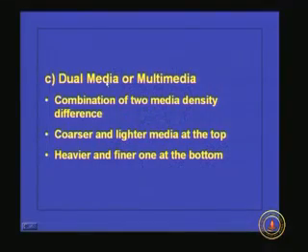Here what we are doing is making a combination of two media with different densities. The coarser media with low density, in the backwash, will stay on top, and the finer media with high density will be at the bottom of the filter. So we will get a pore size distribution the other way around. That means high pore size at the top and lower pore size at the bottom. So this will increase the efficiency of the filtration.